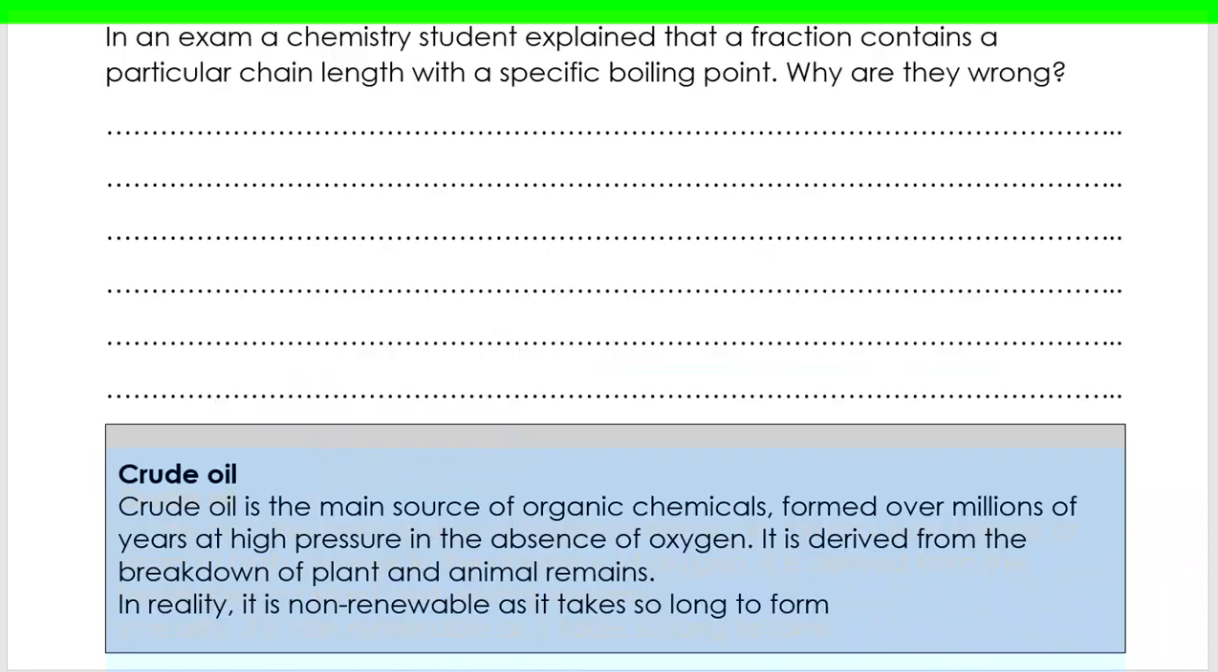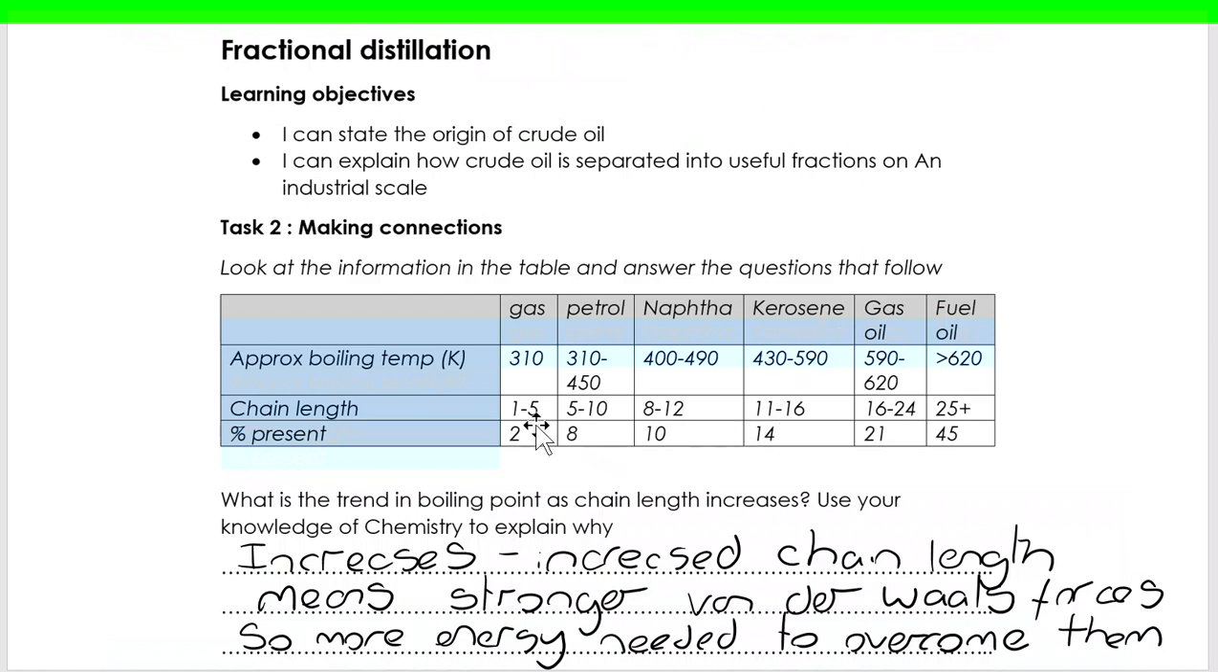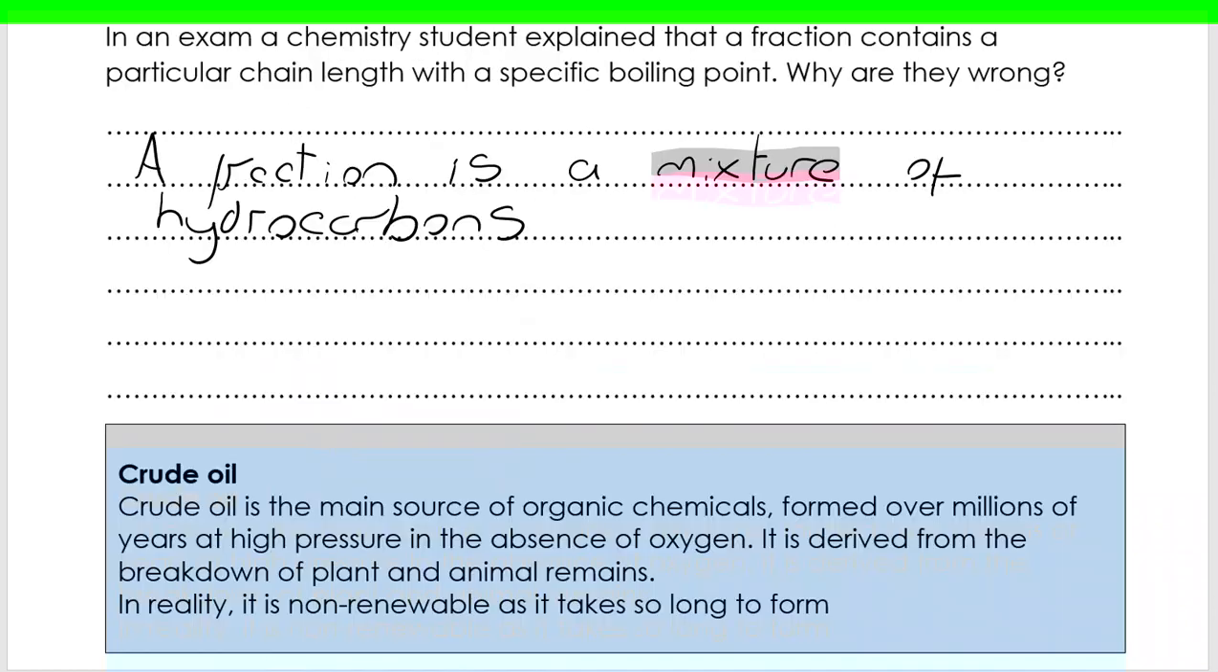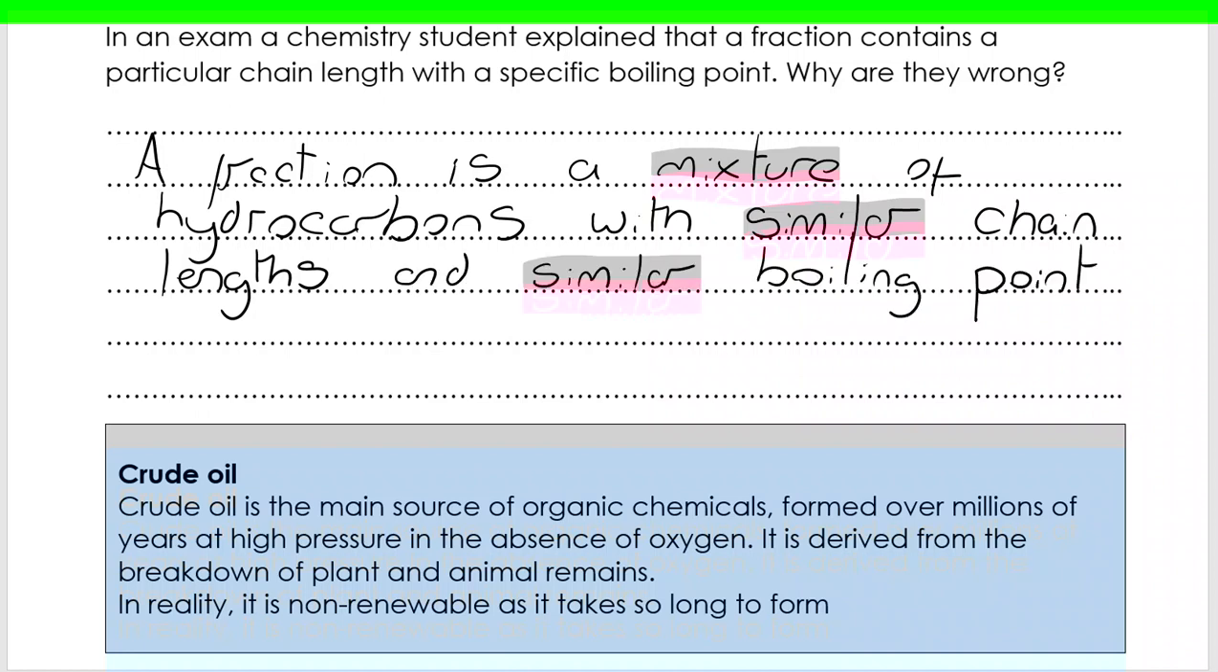So now let's have a think about this. We've got a student who has said that a fraction contains a particular chain length with a specific boiling point. Why are they wrong? And again, I can go back to this table so we can see it. We actually don't have a single hydrocarbon. We have a range of hydrocarbons. Petrol could be between 5 and 10 carbons long. So a fraction is a mixture of hydrocarbons. That means they won't all have the same chain length, but they will have similar chain lengths, and because they have similar chain lengths, they will have similar boiling points.